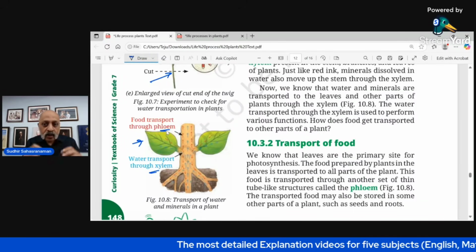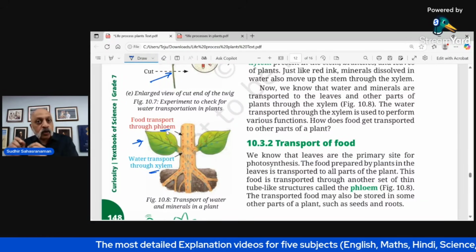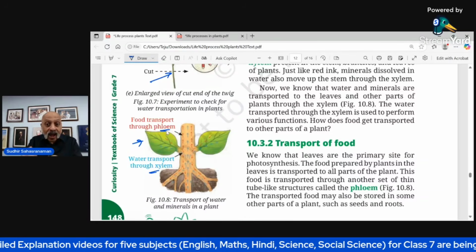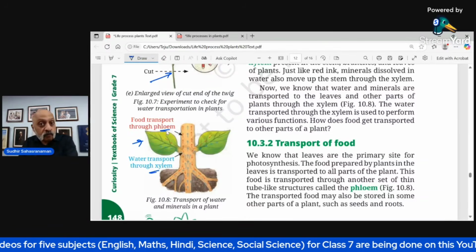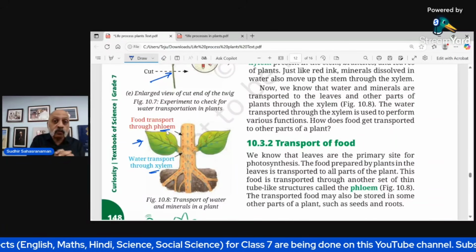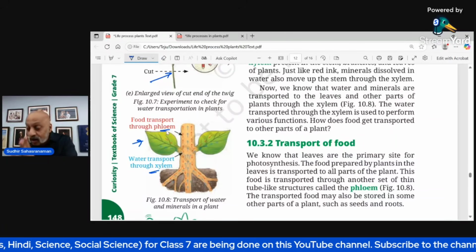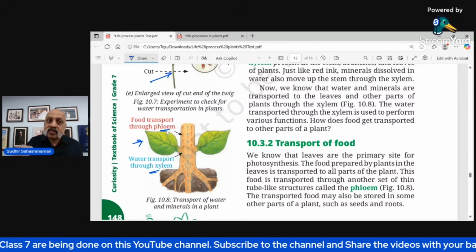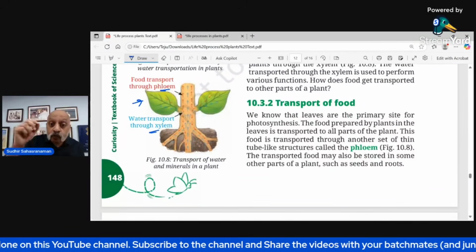That's how the transport of water and minerals and food takes place inside a plant. So water and minerals are transported to the leaves and other parts of the plants through the xylem, and the water is used to perform various functions, because water, as we have learned so far, is also important in the overall process of photosynthesis. Now we will learn how the transport of food takes place.